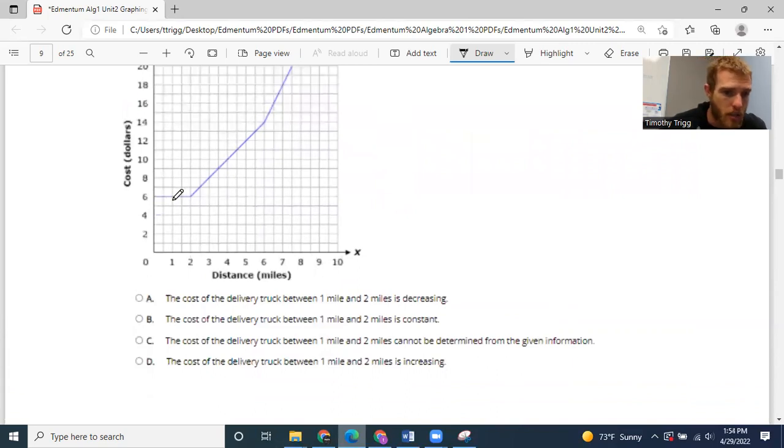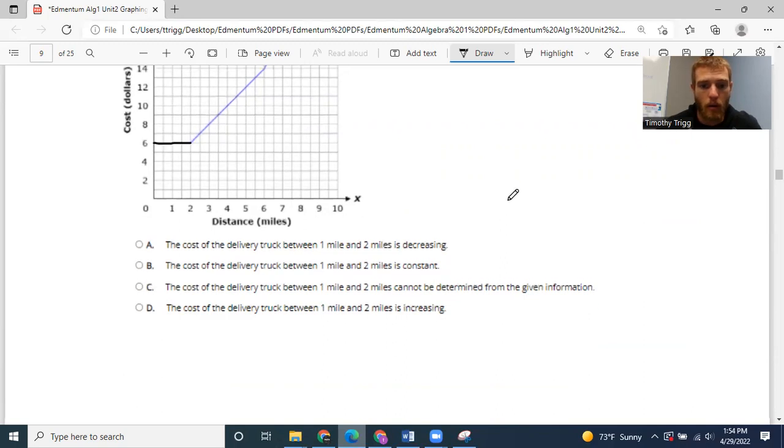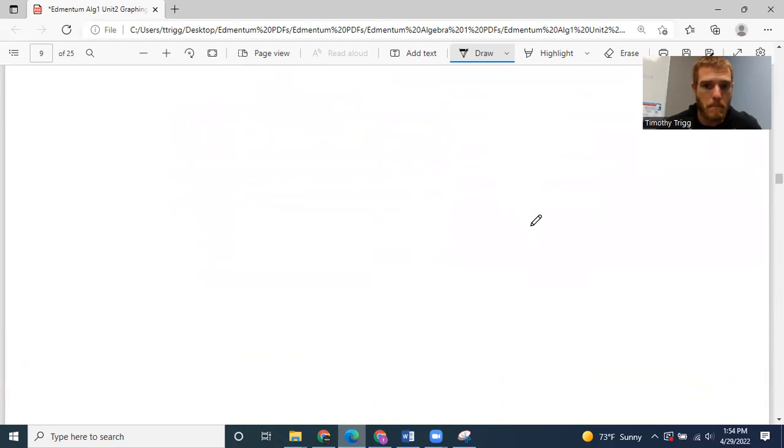Okay, so you can see distance in miles here. You can see here, between 1 and 2 miles, what's happening to the cost. All right, think about that.